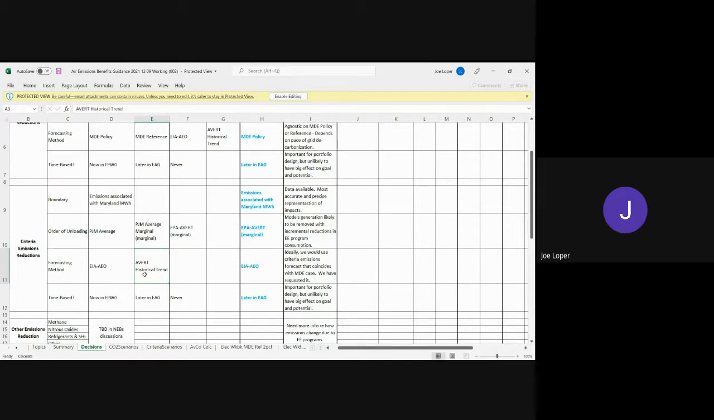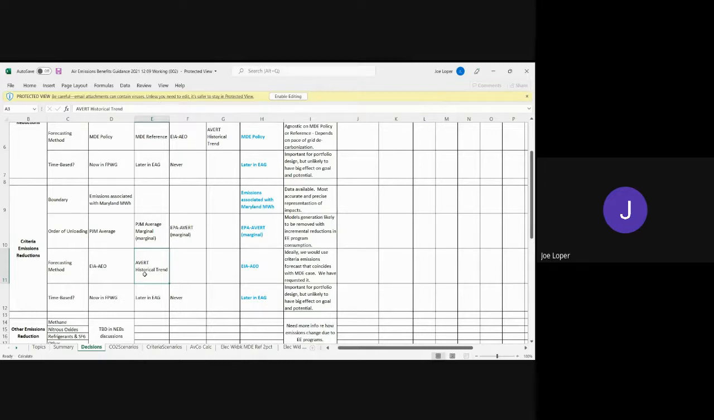In terms of the forecasting method, in this case, I would use the EIA AEO, in part because it's a source that's been around for a long time. It's most commonly used for criteria emissions. We don't have MDE criteria emissions numbers. If we did, in fact, Cindy, we've asked for that from the Towson folks, but we haven't gotten anything, and so I'm not sure it's available. But that would be specifically for energy efficiency programs.